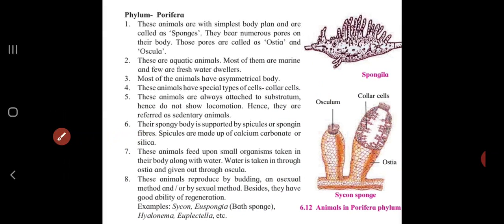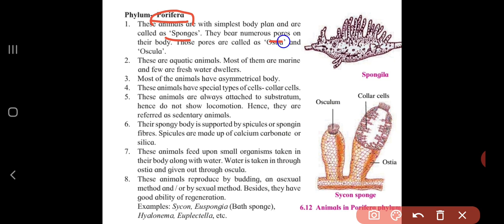Now, a very important part we are going to start. There are different phyla, and we are going to see each phylum in detail. Let us start with the phylum Porifera. The word Porifera is taken from pores. These animals have the simplest body plan and are called sponges. They bear numerous pores on their body, and those pores are called ostia and oscula.